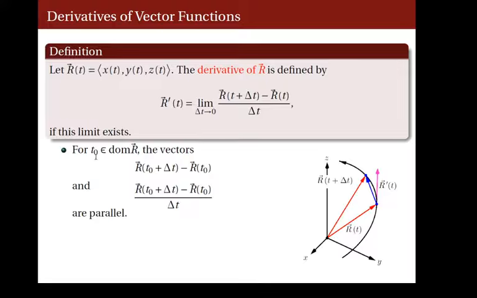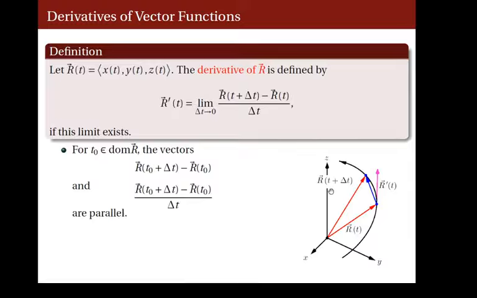So let us take a point t0 in the domain of R. Now, observe that this difference of two vectors, R evaluated at t0 plus delta t and R of t0, and the same vector divided by delta t are parallel. This is so because one vector is just a scalar multiple of the other.